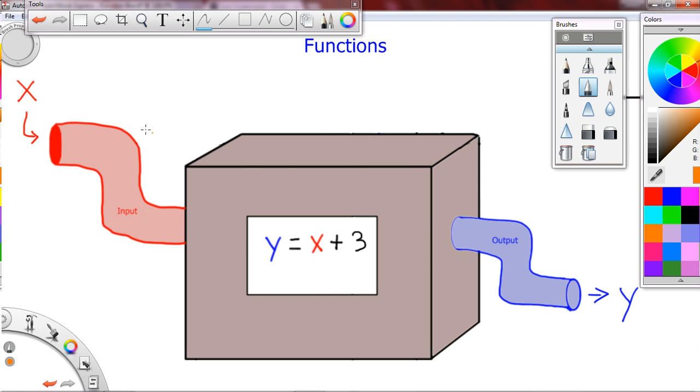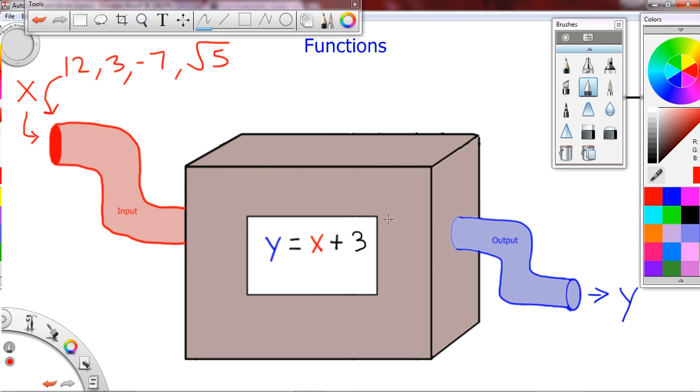Now what the function box does is it transforms numbers. So what you do is you plug in numbers here. Numbers go in to the X input, they go into this input tube. So I could plug numbers like 12, I could plug numbers like 3, or -7, or the square root of 5. I could plug in all kinds of different numbers and they go inside the function box. We do something with it. What do we do? Well, in this particular function box, we add 3.